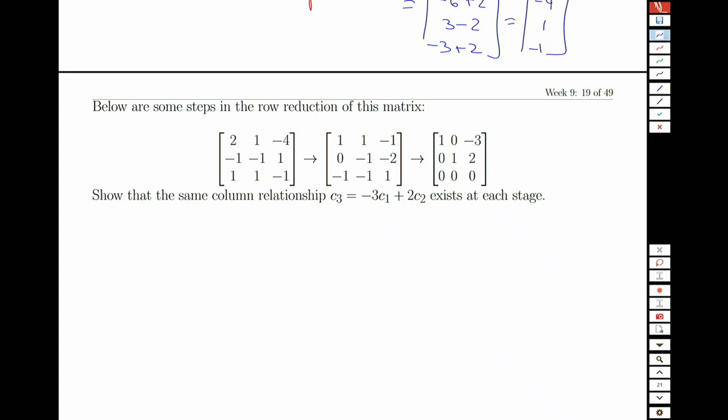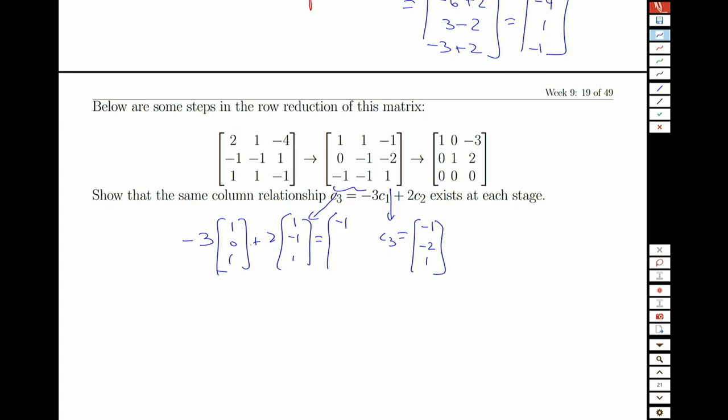Let's do a quick confirmation that as we do our process to the REF here, we still get that same thing. Here our C3 is -1, -2, 1. And our other combination, -3 times 1, 0, 1, plus 2 times 1, -1, 1. That gives us -3 plus 2, -1, -2, -3 plus 2, -1. Oops, that was a -1. There we go. Phew. We found a mistake in my own copying error. That's -1. There we go.